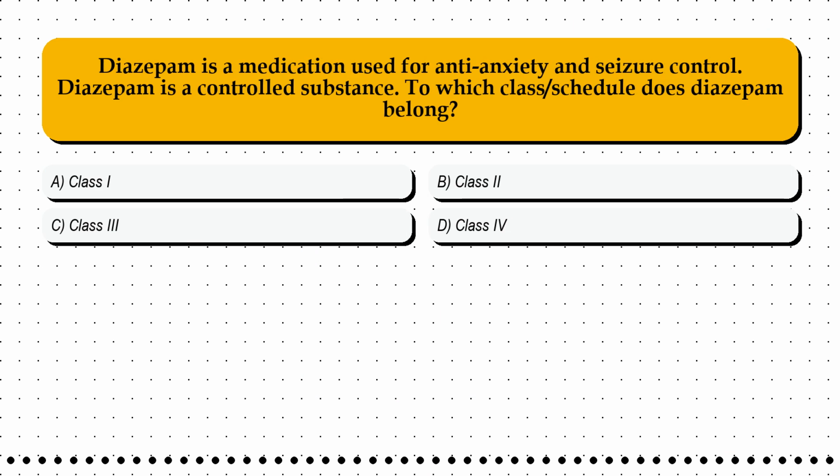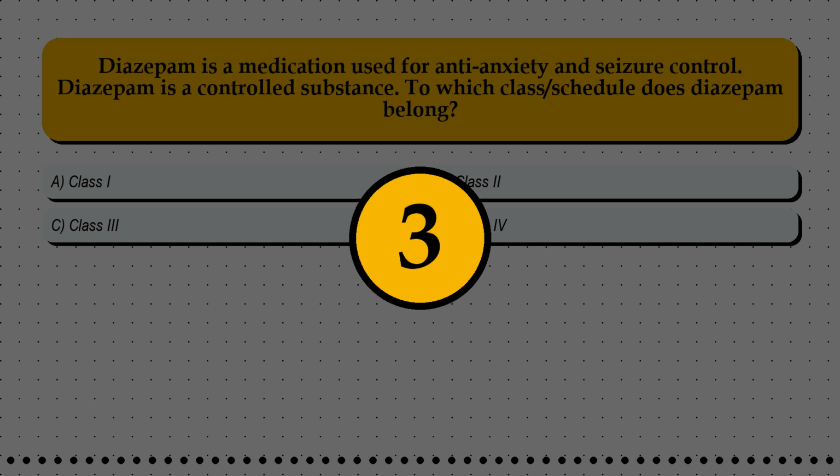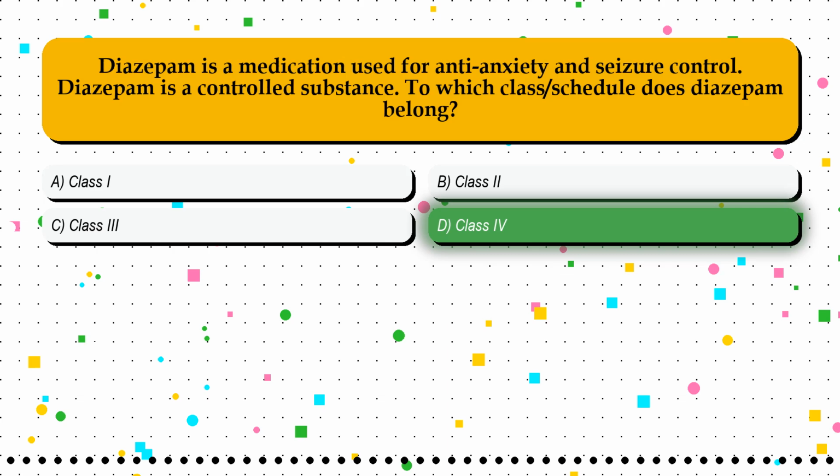Question 49. Diazepam is a medication used for anti-anxiety and seizure control. Diazepam is a controlled substance. To which class/schedule does diazepam belong? Option A, Class 1. Option B, Class 2. Option C, Class 3. Option D, Class 4. The correct answer is option D, Class 4.